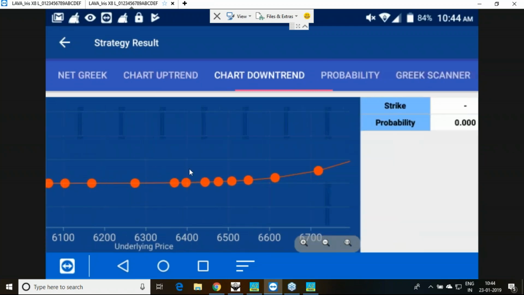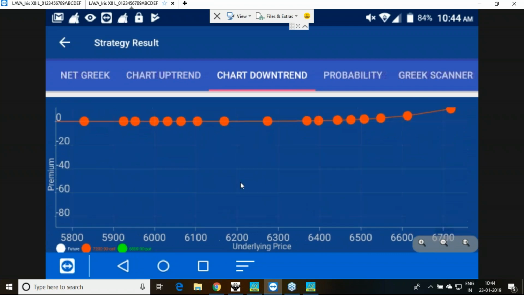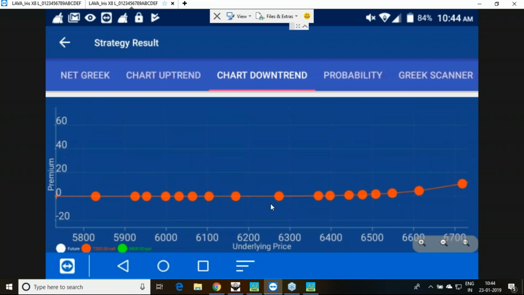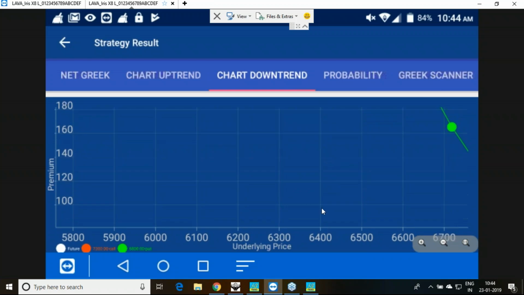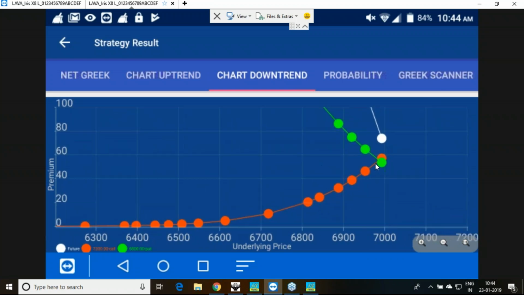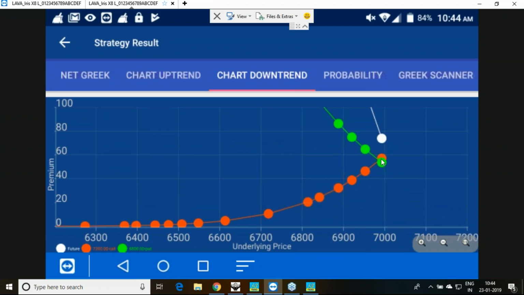Somewhat we need to zoom, so that in the downtrend level also we can get the break-even point. Once you do it on mobile, you can get a clear view here. I just have to drag it here. It's telling that around the 6,993 level you are getting the break-even. So this tool gives you where you can get the break-even of this complex strategy.